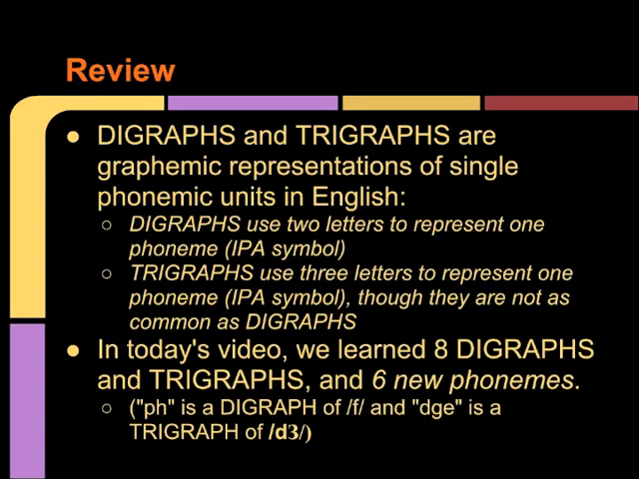Digraphs and trigraphs are graphemic representations of single phonemic units in English. Digraphs use 2 letters to represent one phoneme, IPA symbol. Trigraphs use 3 letters to represent one phoneme, IPA symbol, though they are not as common as digraphs. In today's video, we learned 8 digraphs and trigraphs and 6 new phonemes. Recall that ph is a digraph of f, and dge is a trigraph of j.